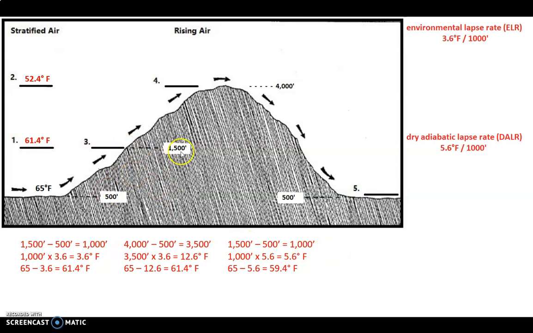So here's how it works. The 1,500 minus 500 gives you 1,000. 1 times 5.6, because that's our rate, should give us 5.6. 65 degrees minus 5.6 should be 59.4. Okay. And then just do the same thing again. And by the way, I don't care if you use 4,000 minus 500 or 4,000 minus 1,500. As long as you got it right, you can work from that. Just remember not to conflate or interchange those. If you're measuring from this elevation, then use that value. If you're measuring from a 500-foot elevation, then use that one.